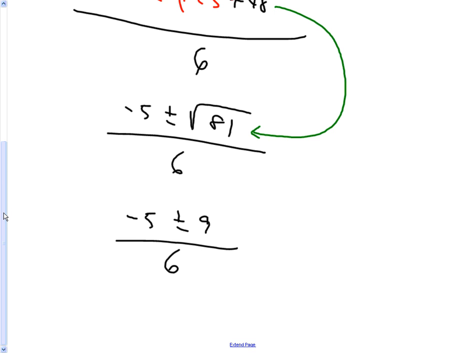All right, so now let's do this one with the minus. I'd have -5 minus 9, which would be -14 over 6, which reduces. And then the other one, if I do it with plus, would be -5 plus 9, which would be +4 over 6, which would also reduce. And there are my 2 answers. Okay, I just want to remind you how those worked because that's on your review for tonight's homework.